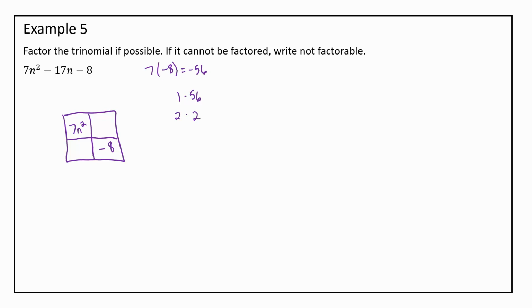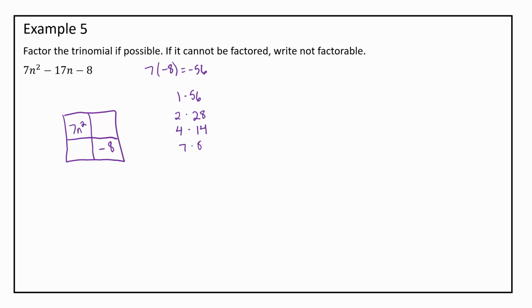So 1 and 56, 2 goes into it because it's even. 3 does not go into it because 5 plus 6 is 11, and 11 is not divisible by 3. 4 should go into it 14 times. That's close if we were able to add. That would be 18. 6 doesn't go into it. 7 and 8, which when we add together is 15.